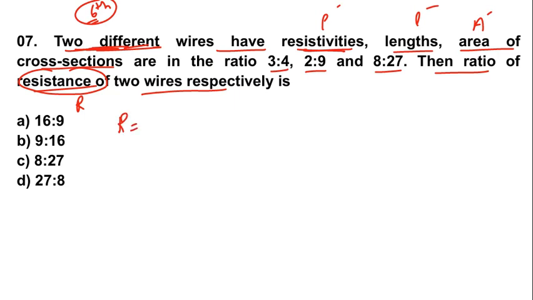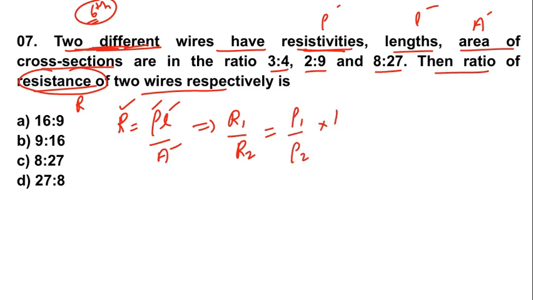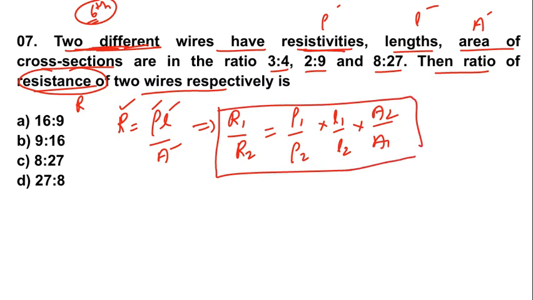R equals rho L by A. So this is the relation. Based on this you can derive the ratio of the resistances, that is R1 by R2 equals, here resistance is directly proportional to resistivity, and length is also proportional, and area is inversely proportional with respect to resistance. So you can write R1 by R2 equals rho 1 by rho 2 into L1 by L2 into, since area is inversely proportional, A2 by A1. Okay, this is the formula. Based on this formula you can substitute the values and get the answer.